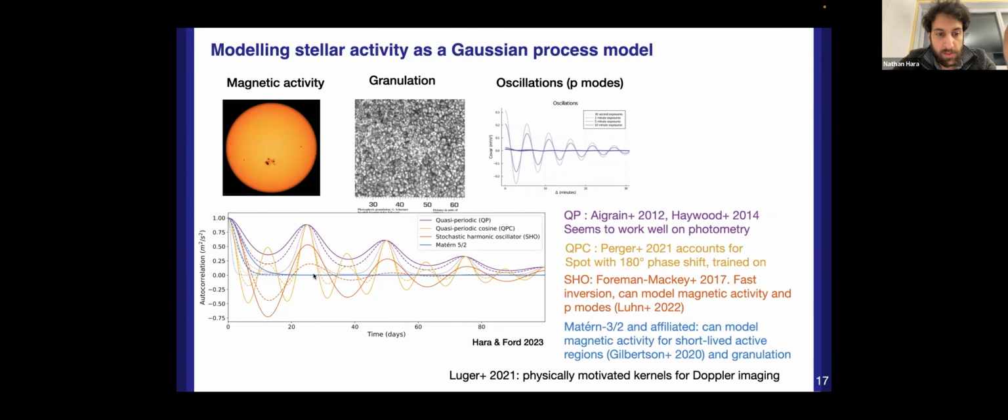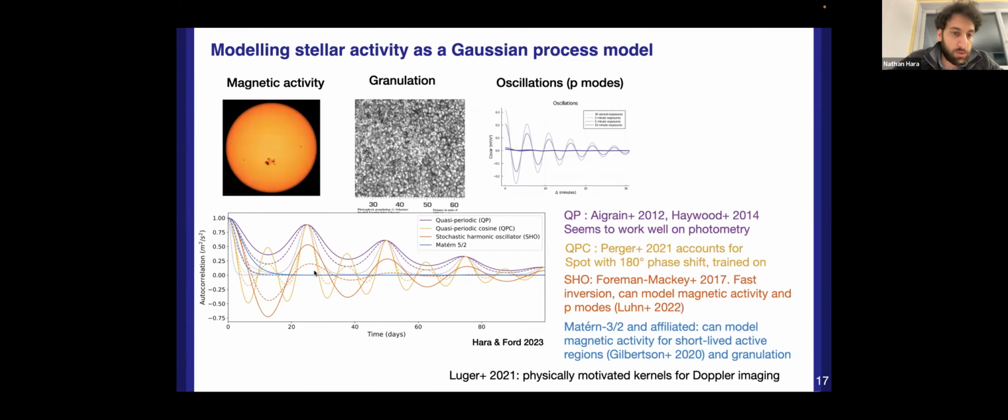You have another type of Gaussian process, which is often used, which is the stochastic harmonic oscillator, which has a key advantage. When you use it, when you evaluate the likelihood where you need to invert the covariance matrix, the cost is linear in the number of data points and not n to the power 3.